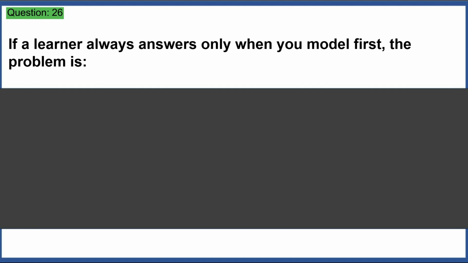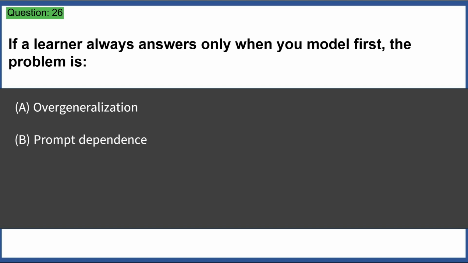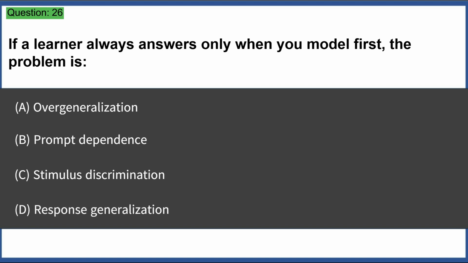If a learner always answers only when you model first, the problem is A. Overgeneralization. B. Prompt dependence. C. Stimulus discrimination. D. Response generalization.